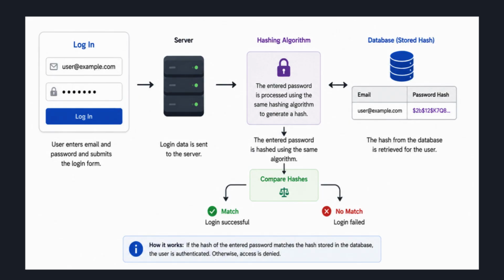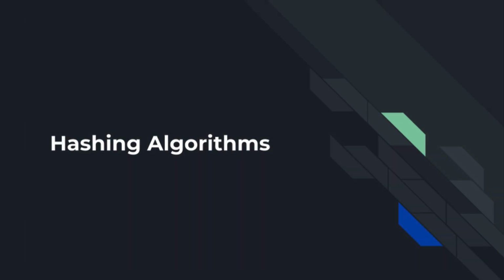As a result, even if an attacker gains access to the database records, they will not see users' real passwords. Instead, they will only see hashed values, which provide significantly better protection than storing passwords in plain text. So how can we implement password hashing in our project?